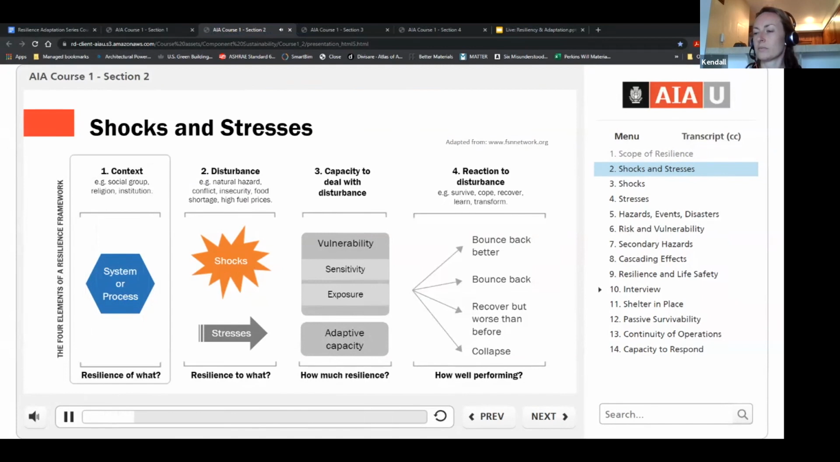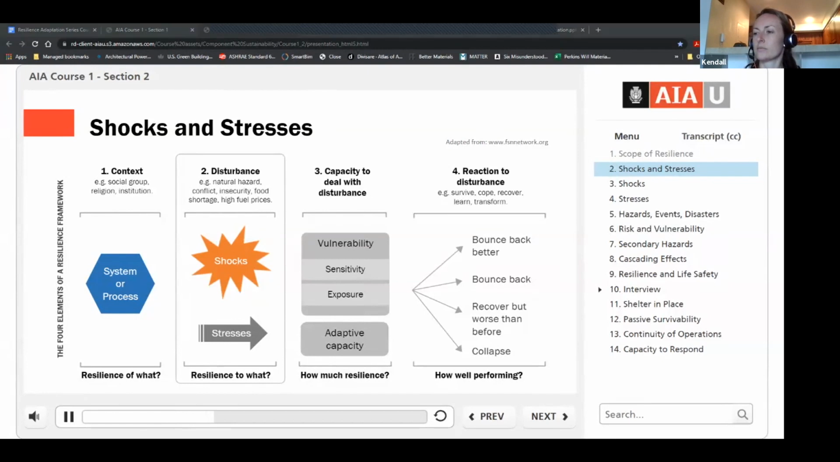A building or building component, a specific programmatic element, or a building's community function are examples of systems or processes that might be analyzed. Disturbance. Once the system of interest is determined, the next stage is to understand the potential hazards or disturbances faced, addressing the question, resilience to what? Disturbances usually take 2 forms: shocks, which are sudden acute events that impact a vulnerable system, and stresses, which are chronic trends that undermine the potential of a given system and may increase vulnerability. Systems will often face multiple, interconnected shocks and stresses.